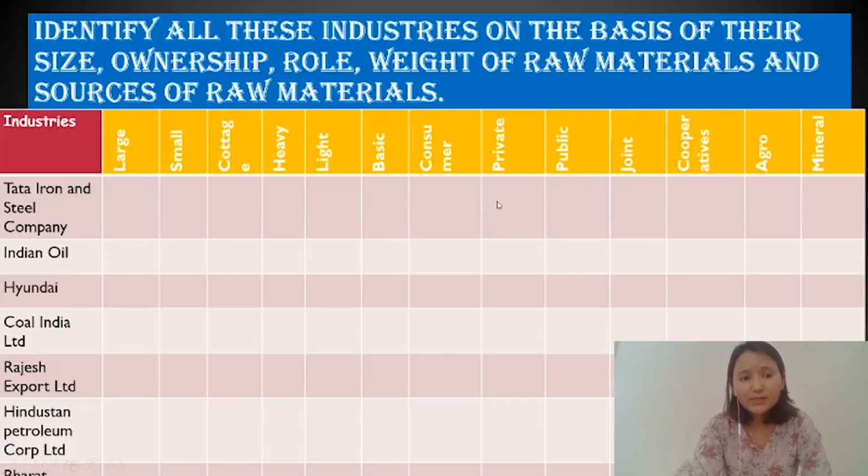Okay, now iron and steel industry on the basis of ownership: is it private, public, joint, or cooperative? It is a private industry, right? Okay, on the basis of source of raw material, is it agro or mineral? It is a mineral-based industry because they use iron ore, right?